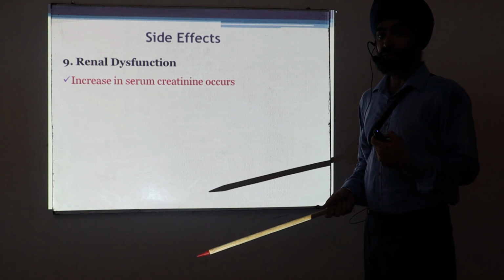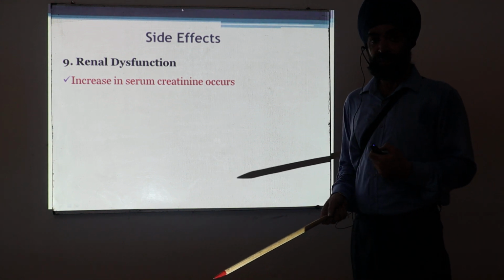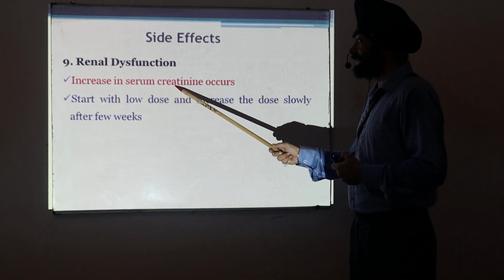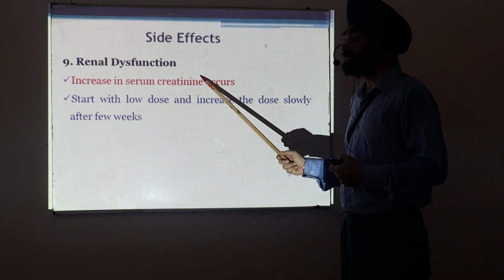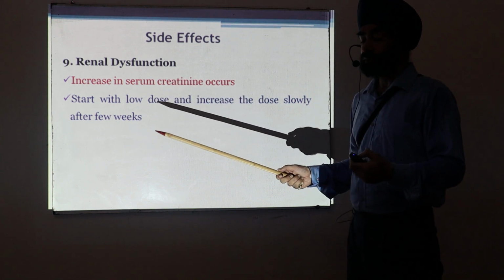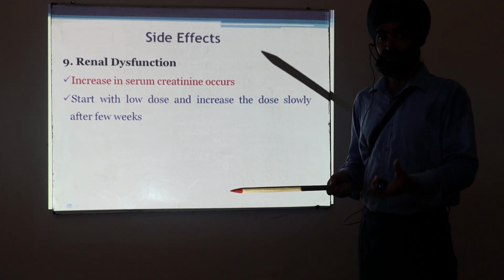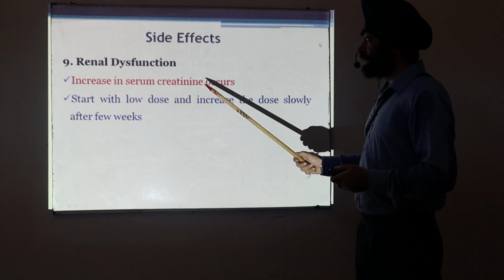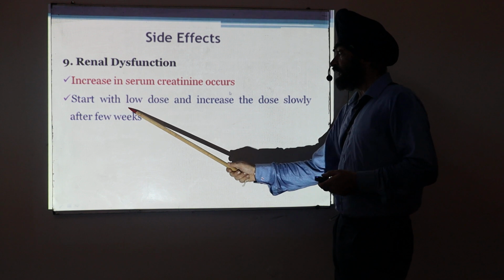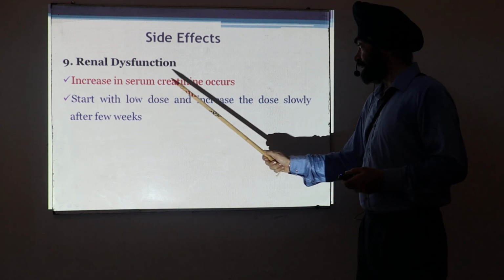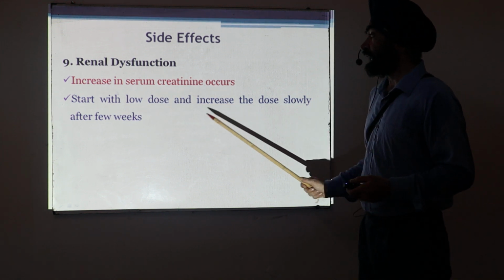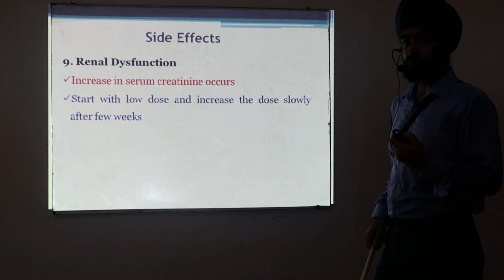So it is found that if you start drug therapy with these drugs, there is a rise in serum creatinine levels. Creatinine is a waste material which is excreted. So if renal dysfunction is there, the levels of serum creatinine increase. In order to prevent this, start with a low dose, and increase the dose slowly after a few weeks, 7 to 12 weeks.